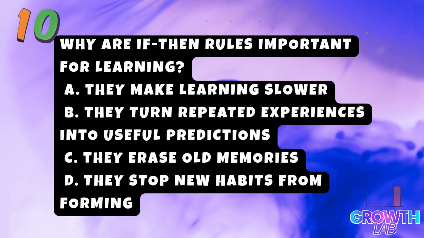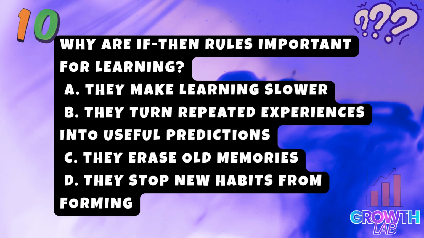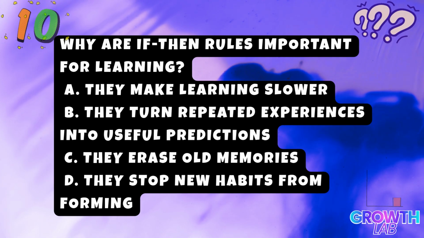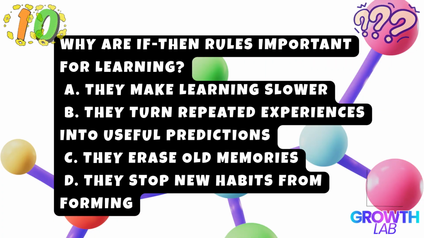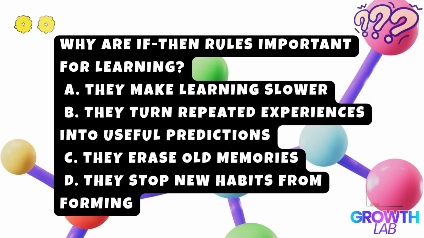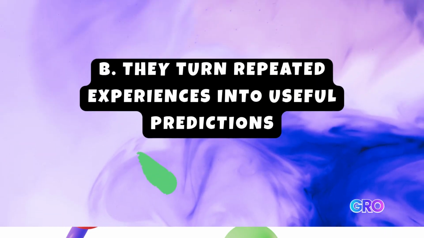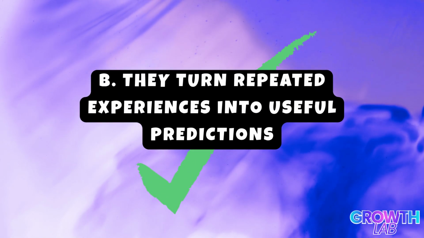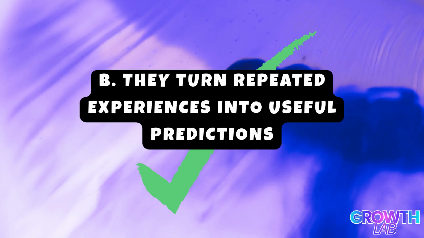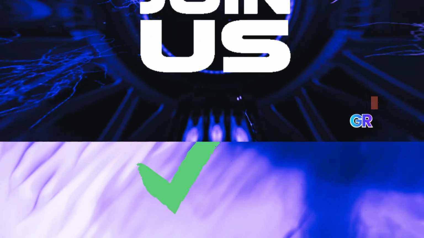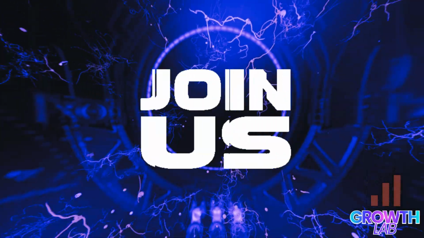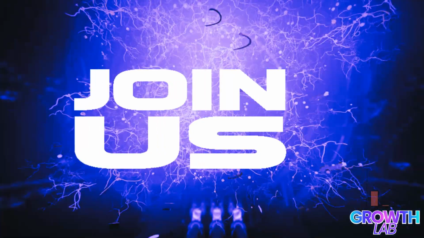Question 10. Why are if-then rules important for learning? Answer options are: Option A, they make learning slower. Option B, they turn repeated experiences into useful predictions. Option C, they erase old memories. Option D, they stop new habits from forming. Correct option is option B, they turn repeated experiences into useful predictions. Prediction improves future decisions.